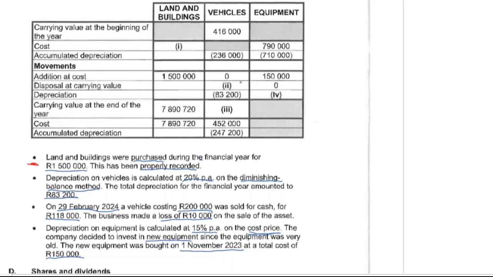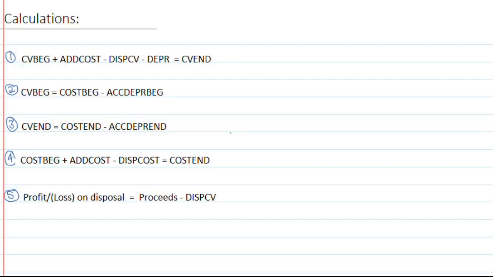Number 2 requires us to calculate the disposal at carrying value for vehicles. Step 1, we identify the equation that has the line item that we are looking for. If we look at our equations, which ones have disposal at carrying value? There are 2 of them, equation 1 and equation 5. Let's have a look at equation 1.